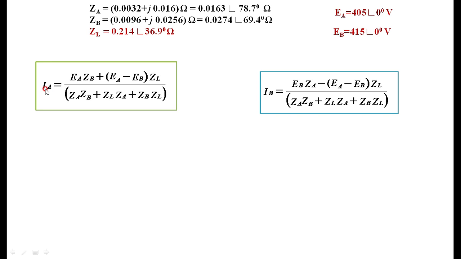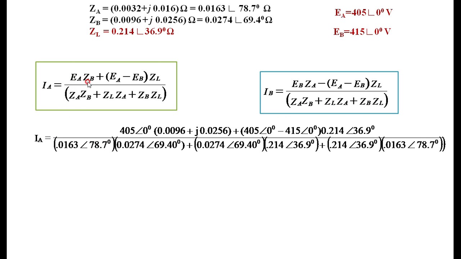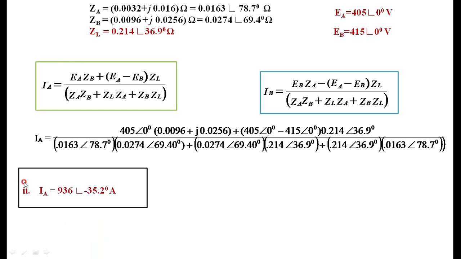Now I have got the load shared by transformers A and B. In this equation I am substituting the values of EA, ZB, ZA, ZB, all these things. After substituting, either you can put it in the polar form or in the rectangular form. It does not matter, the answer is the same. Therefore, after substituting all these values, I get IA as 936 at an angle of minus 35.2 degree amperes, the current shared by the transformer A.